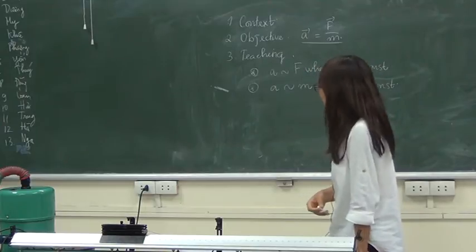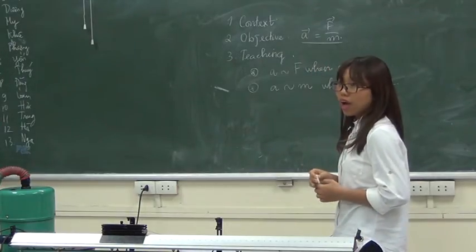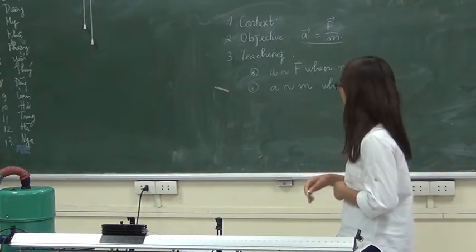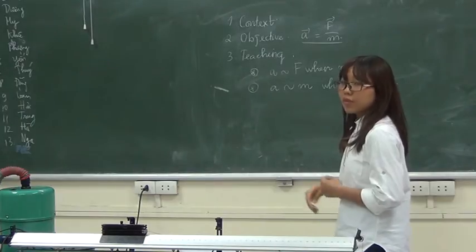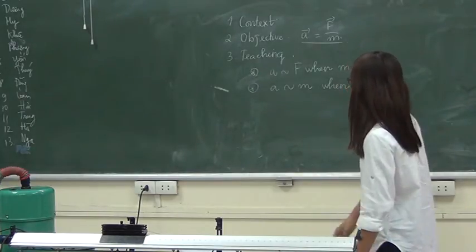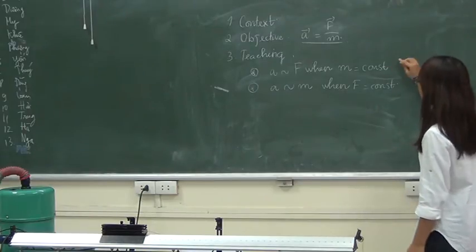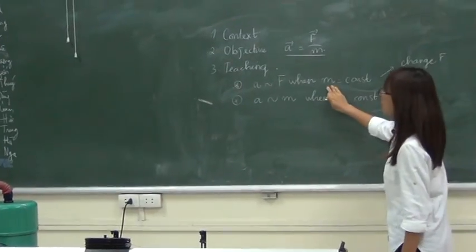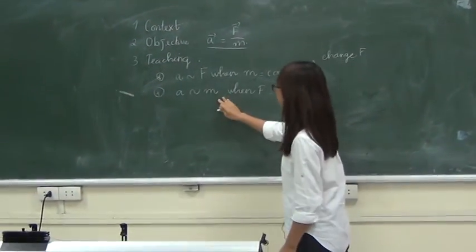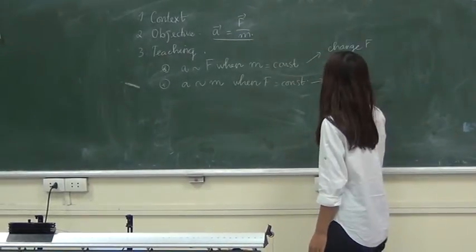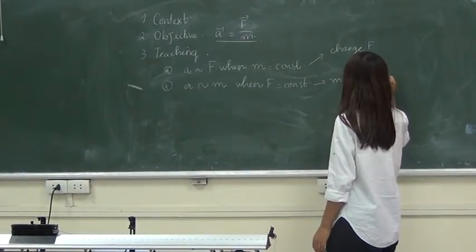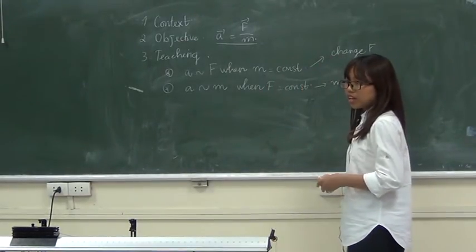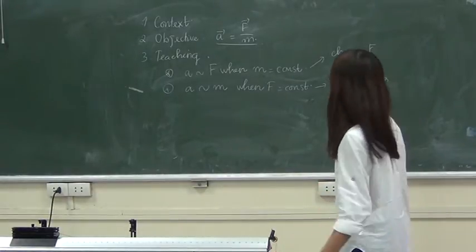So I will ask students some questions: what variables are involved, what to keep, what to change, how to measure, and what variables we have to measure. I think the students can answer that in the first case, we have to change F and keep mass constant. In the second case, we have to change m and keep F constant. Then I will introduce students to the design of the experiment.